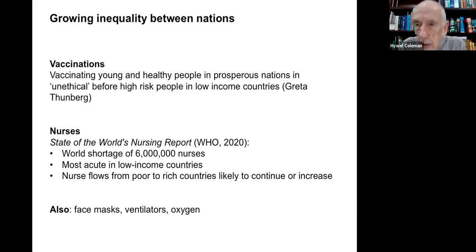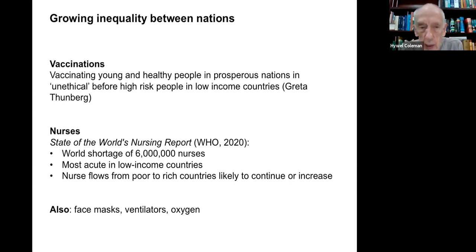Every country in the world is having to deal with COVID, and we will, as a world community, work together to solve it. It's not happening, and I think we know that it's not happening. One example is the question of vaccinations. Some countries have more doses than they need, and some countries have far, far fewer and are desperately trying to find doses. Greta Thunberg has referred to this as unethical, that young people in some parts of Europe are being vaccinated when many people in developing countries are not.